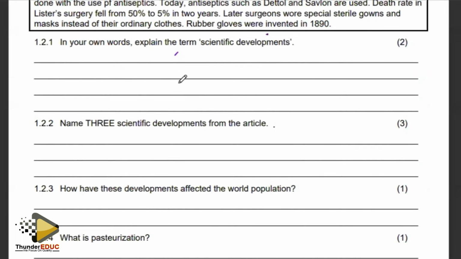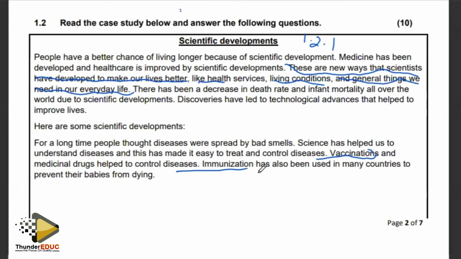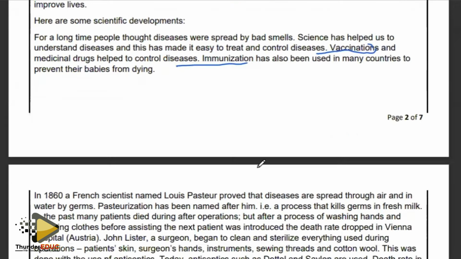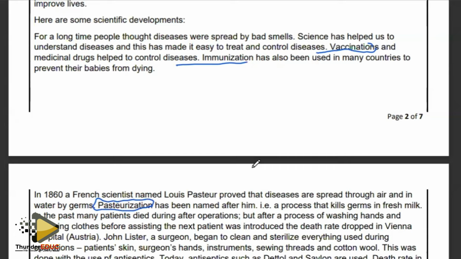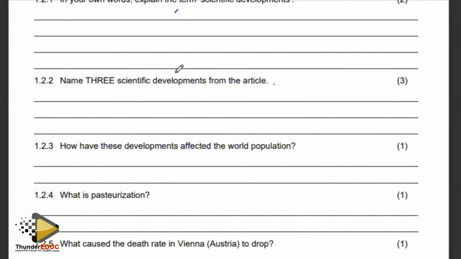Name three scientific developments from the article. When you name three scientific developments from the article, you still go here. You can get them from here. For example, there's vaccines, vaccinations, immunizations. You can also talk about pasteurization, whereby a liquid is boiled to 60 degrees Celsius. You can talk about washing of hands. You can also talk about using antiseptics such as Dettol and Savlon. That can be your answer for question 1.2.2.